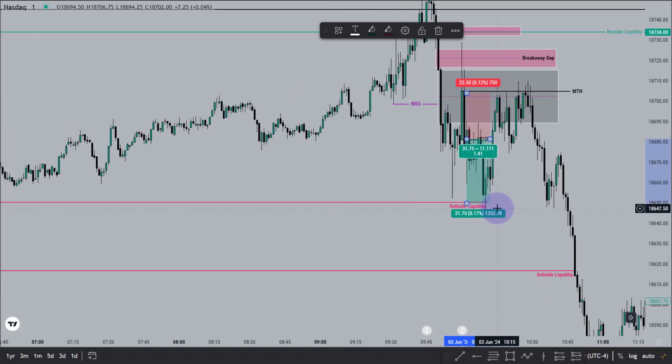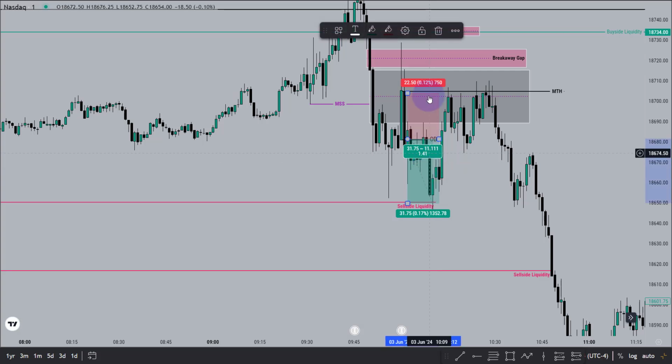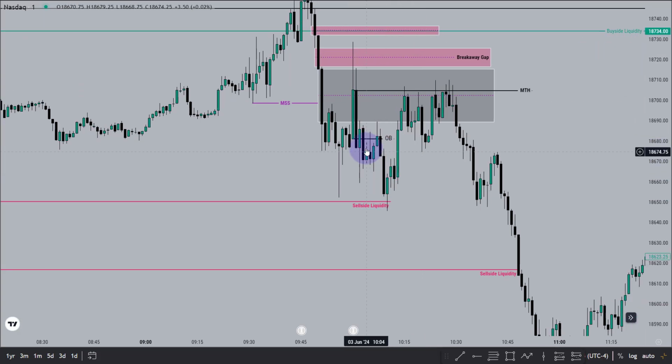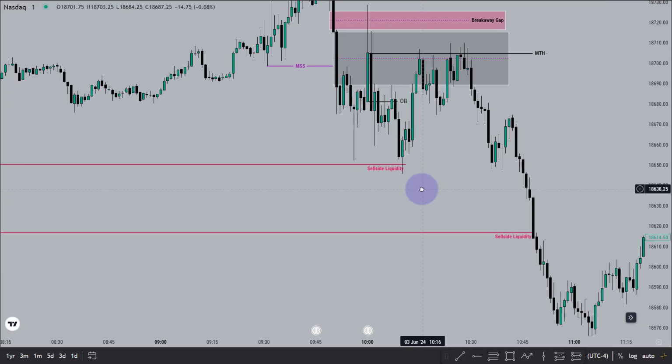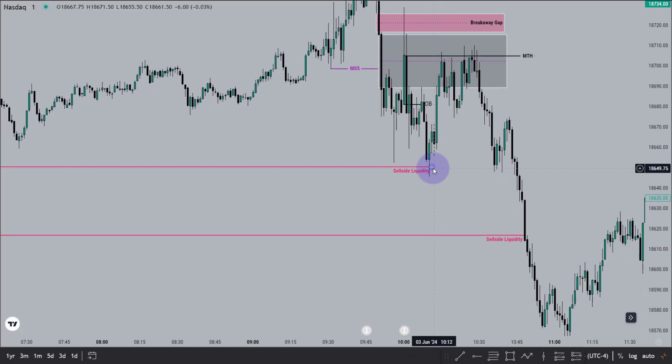That 1 minute sell side liquidity should be your target. So this is your first opportunity to take a sell. What happened after that? After taking this sell side liquidity, what is this called? This is called the liquidity has been taken in that area.